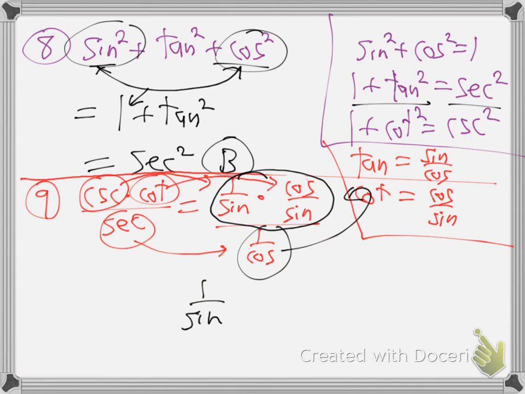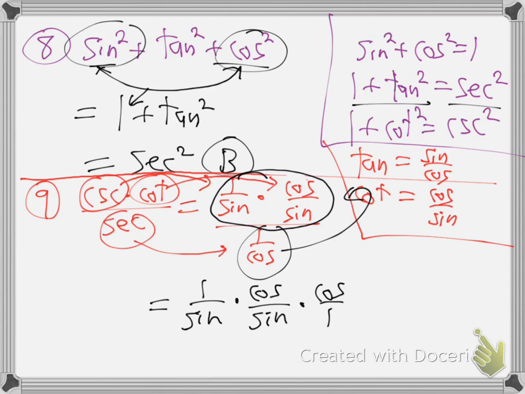Anyway, so grab that 1 over cosine, flip it up. So we have 1 over sine times cosine over sine times cosine over 1. Does that make sense what happened there? I just brought down the numerator and then flipped up that cosine over 1. So I brought down the 1 over sine and the cosine over sine, and 1 over cosine I flipped.